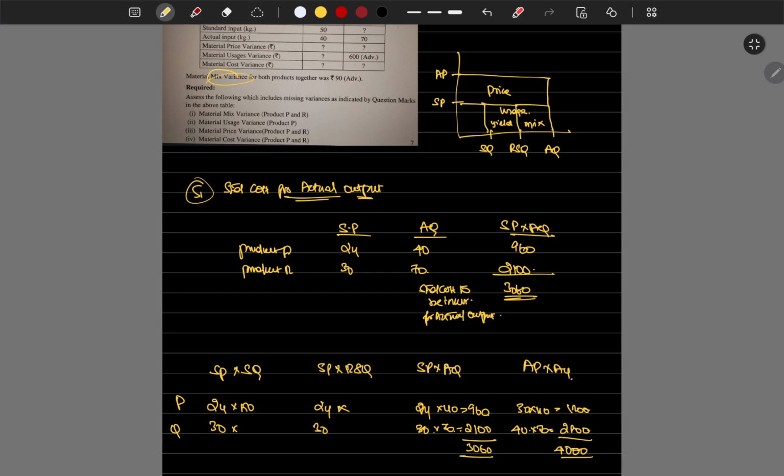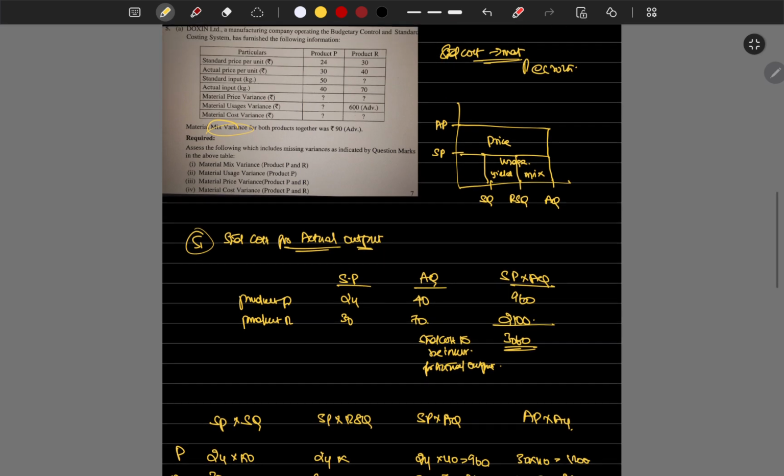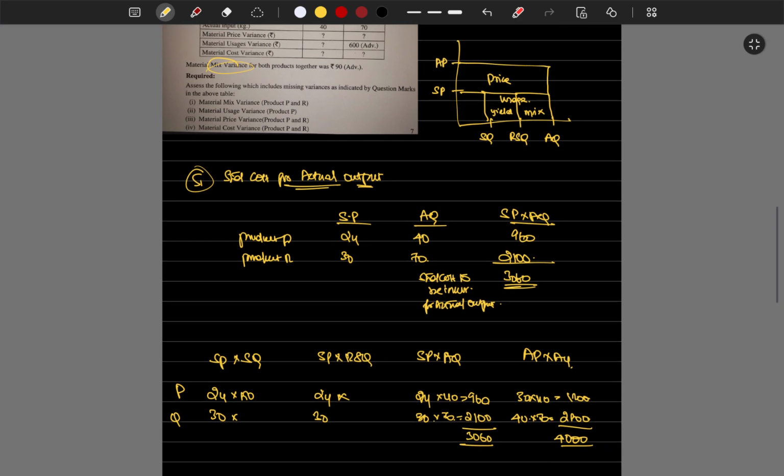Then comes revised standard quantity. We have to find it, and then okay, that's all the given information we have in the question. So the question has said that material mix variance for both the products together was 90.